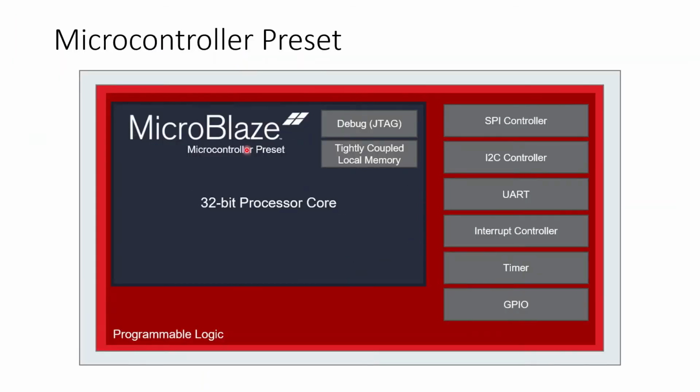Next, let us look at our microcontroller preset. The MicroBlaze will be a soft core processor, implemented, as I told you, in the general purpose programmable logic fabric in the FPGA. And then we'll have the SPI, I2C, UART, all of them in the programmable logic itself. The tightly coupled local memory will be coupled within the MicroBlaze in the programmable logic fabric.